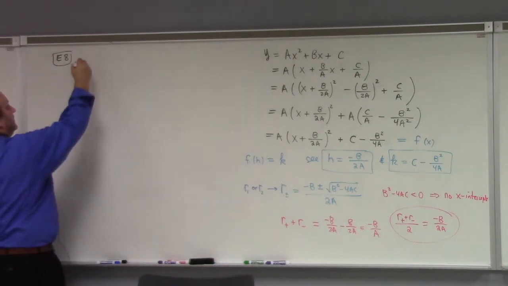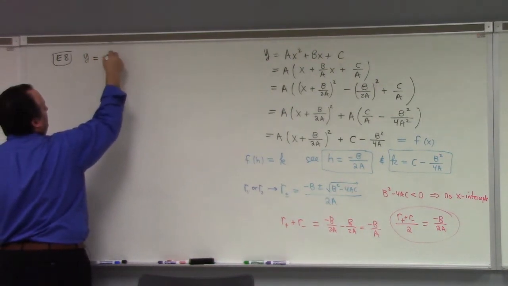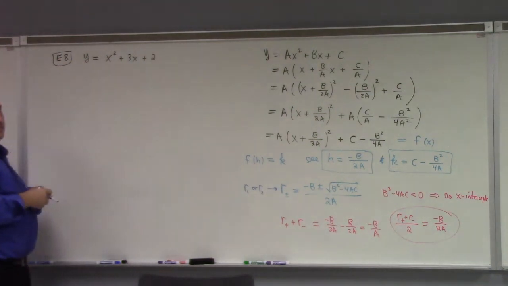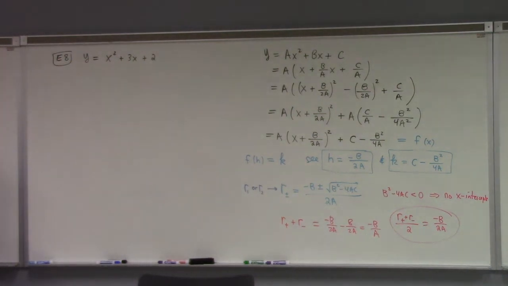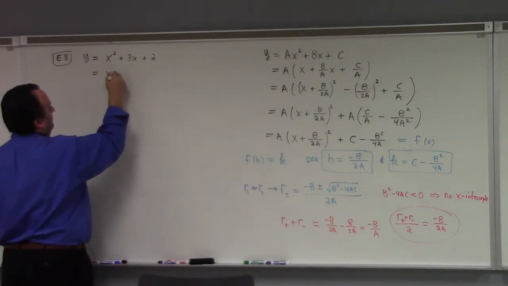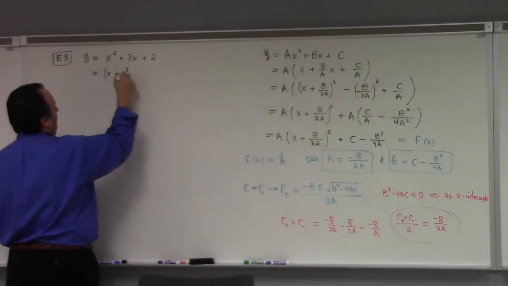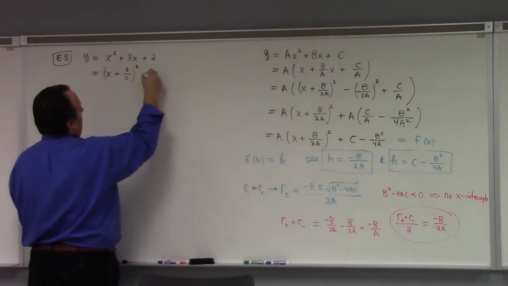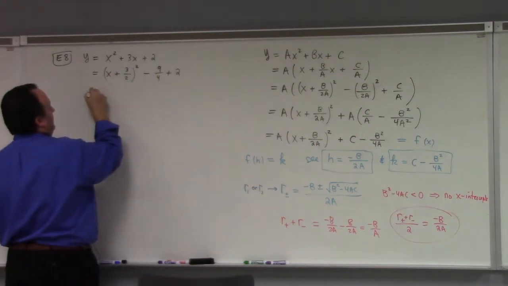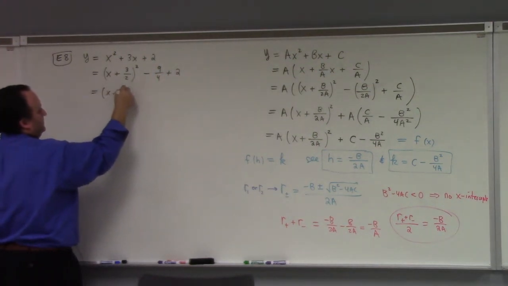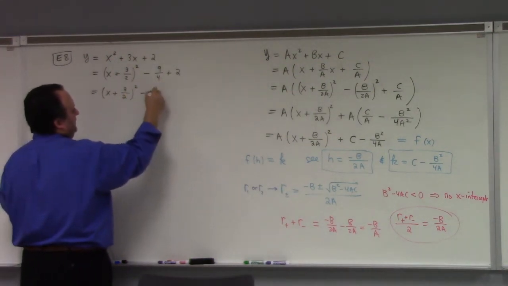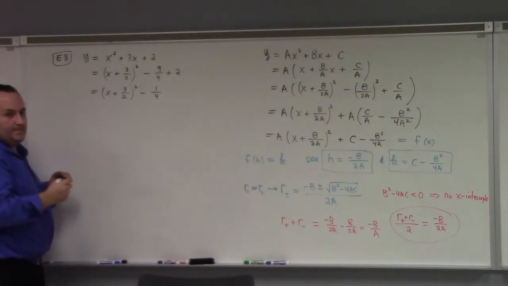Here we go. y equals x squared plus 3x plus 2. So here, I can complete the square. And let's see here, x plus 3 over 2 squared, that's minus 1/4, right?